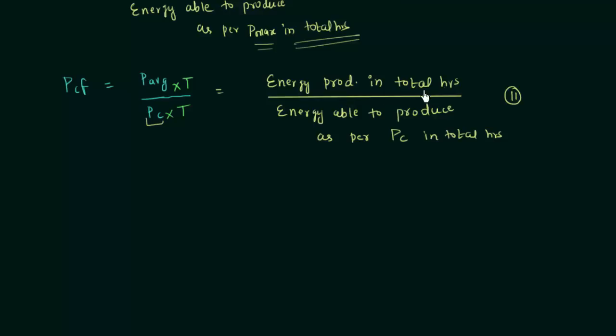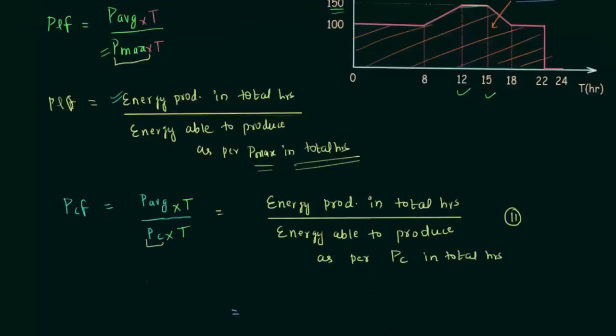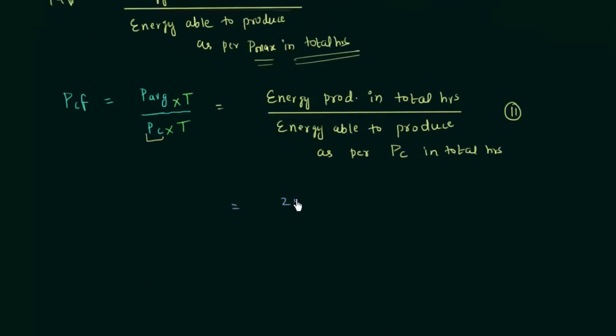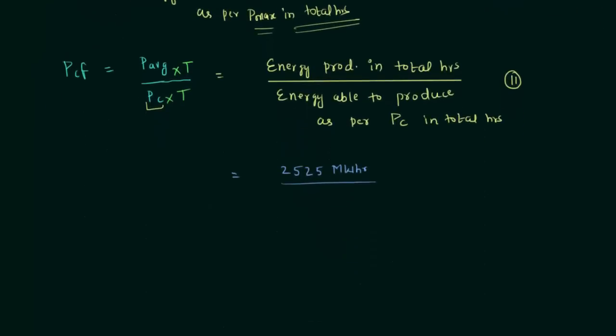The energy produced in total hours is simply the area under the curve, which is equal to 2525 megawatt hour. So in the numerator we will have 2525 megawatt hour, and energy able to produce as per PC in total hours is simply 200 megawatt multiplied with 24 hours. So this area will give us energy able to produce as per PC in total hours.